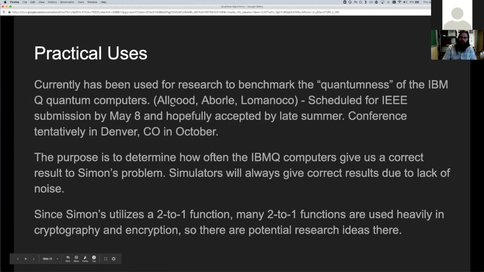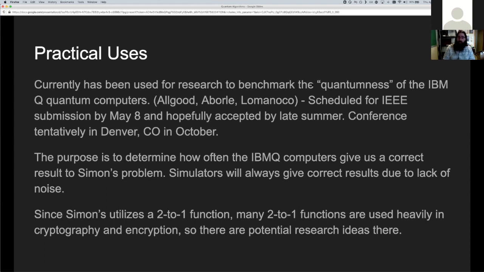So it may not seem necessarily like it's that useful, and it may even seem more of a proof of concept, and it really kind of is. However, there are some uses for this. One is a little bit about my research, which I'm going to talk about shortly, work with Dr. Lamonaco and Ajinkya Aberle about using Simon's algorithm to determine the overall quantumness, if you will, of a computer, and specifically the IBM Q machines.